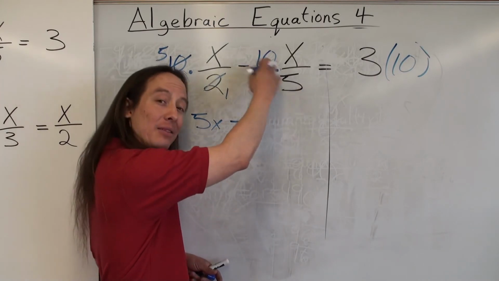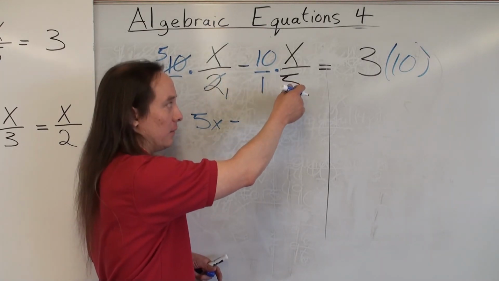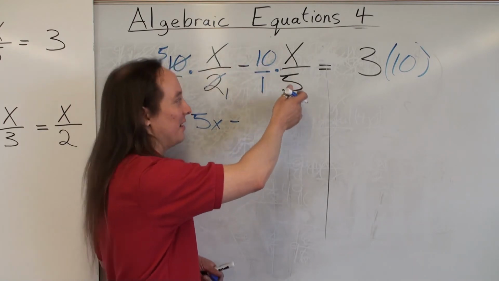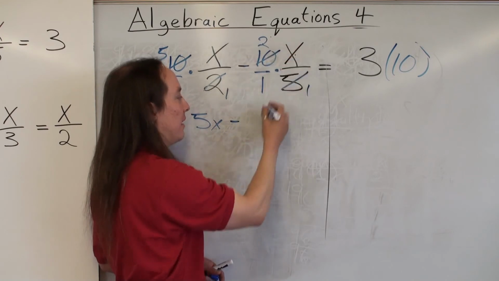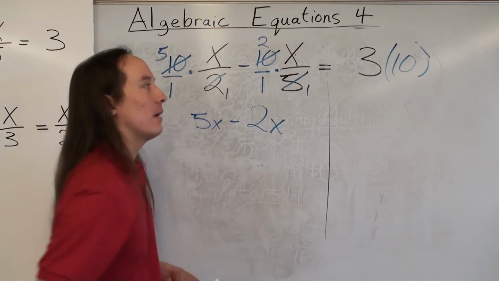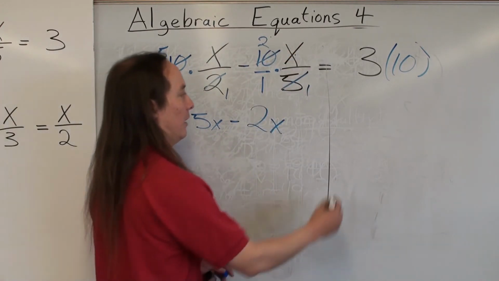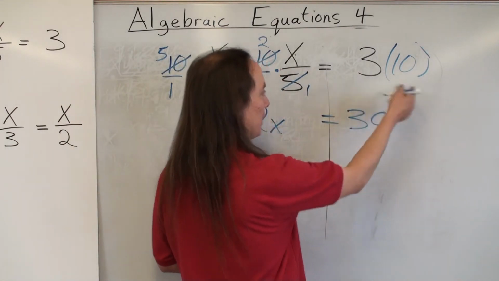Then I'm going to cancel out the 5 and the 10. Both can be divided by 5. 5 divided by 5 is 1. 10 divided by 5 is 2. 2 times x is 2x. Pretty cool, right? And obviously the right side is going to be 30. 3 times 10 is 30.